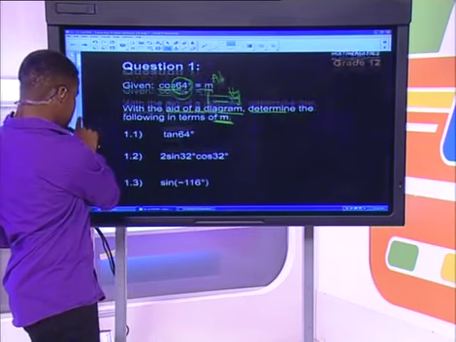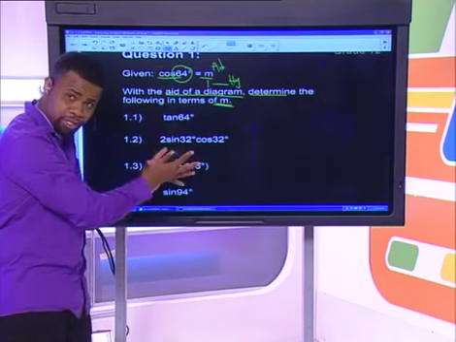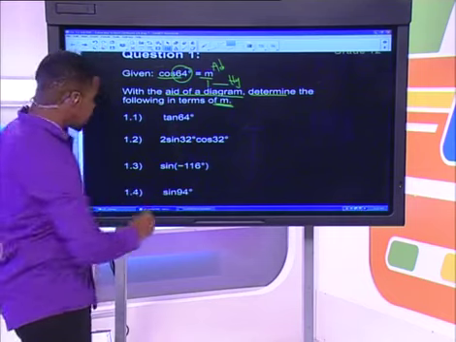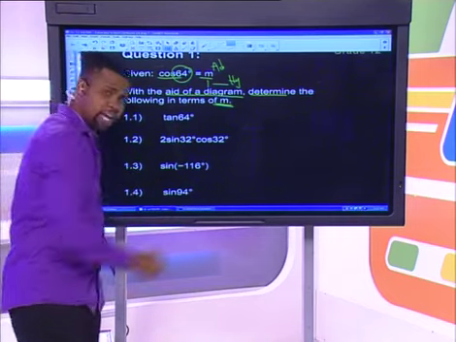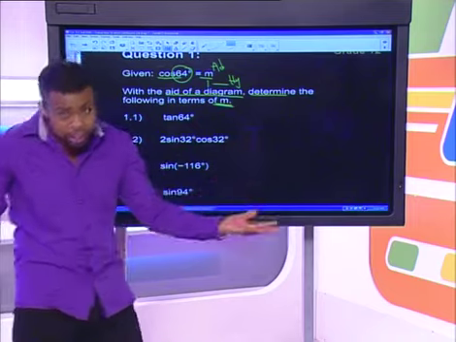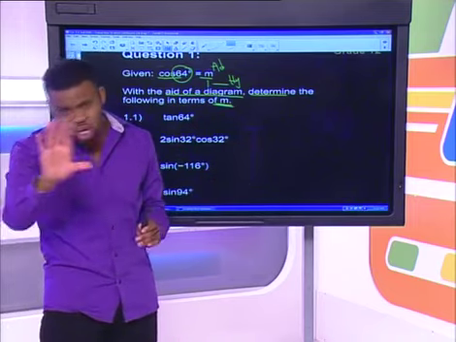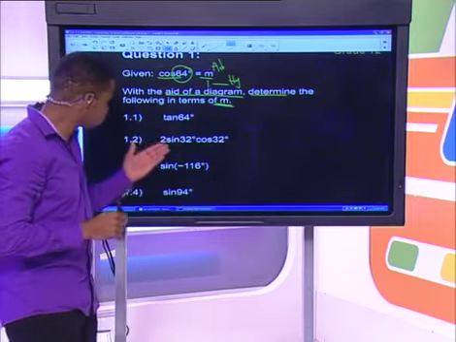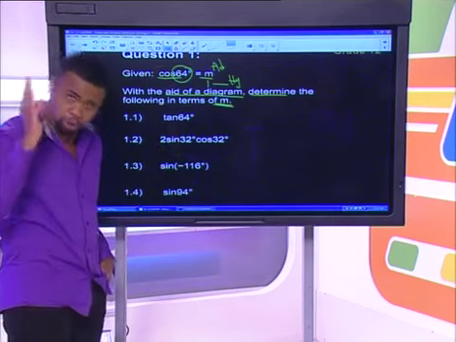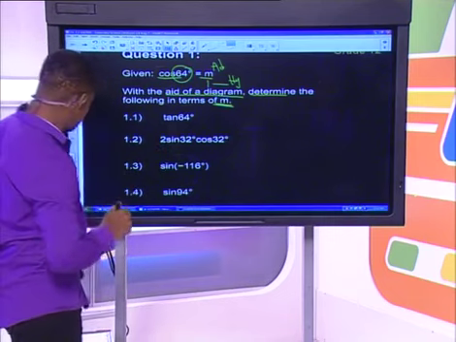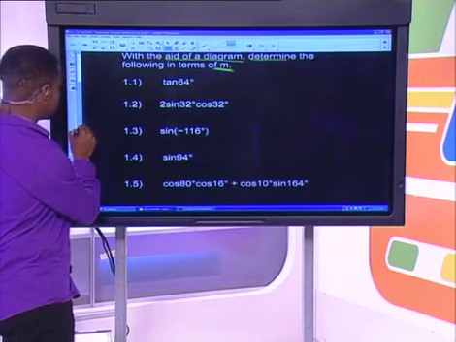Let's look at the problems. This is the problem we have. We have to determine this with the aid of a diagram. Can I take these problems and put them on a calculator? Yes, I can do that. But is that correct? No, it's not correct. I can take 64 and put it in the calculator, but that's incorrect. That's wrong. Let's look at how we can solve this, guys.